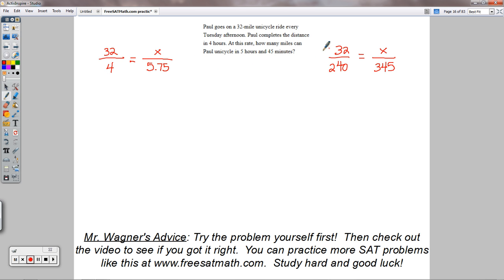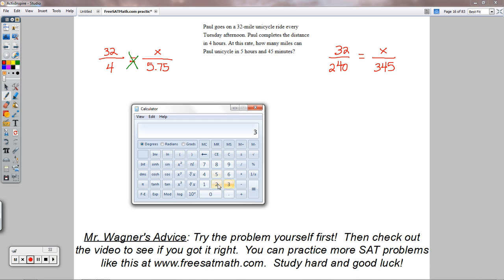So you could solve this either way. It should work just fine. I'm going to go with this one, and then if you want to verify that it equals the same thing on your own, feel free to do that. So 32 times 5.75, I'll get out my calculator for that. 32 times 5.75 equals 184.